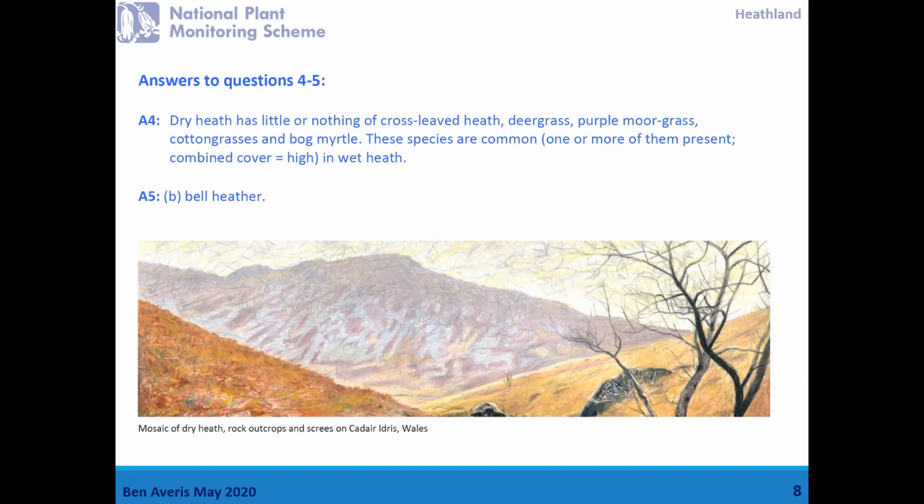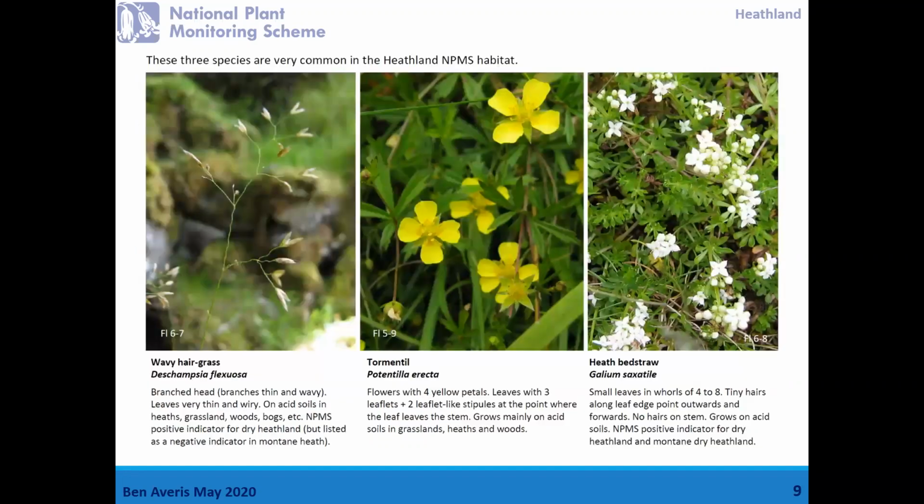Okay, let's move on, and we can start looking on the next slide at some different kinds of plants, not dwarf shrubs. These are common in the Heathland NPMS habitat as a whole, right throughout, because it's got two subdivisions, which we're going to see on the next page. But these three species we can find very commonly throughout all kinds of dry heaths.